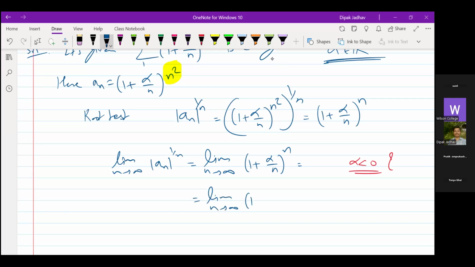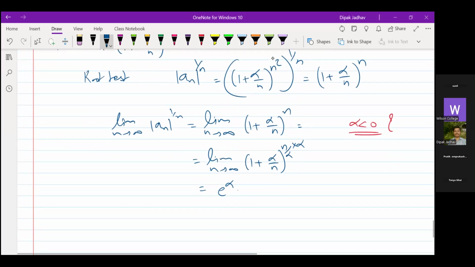Somebody asked how to manipulate this. You divide by alpha and multiply by alpha. And then what you will get is the limit of this, which is e raised to alpha. I hope we are aware of the result: (1 plus 1 by n) raised to n is equal to e.